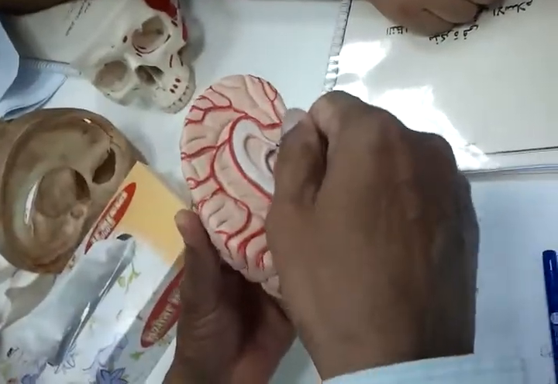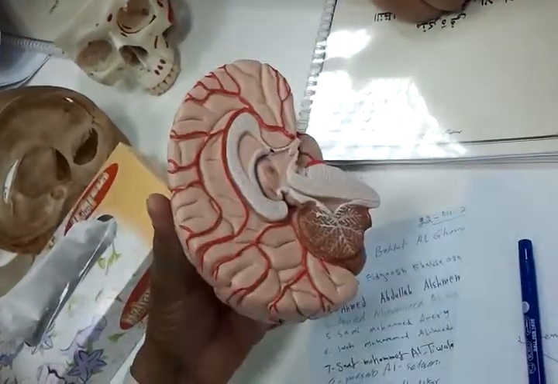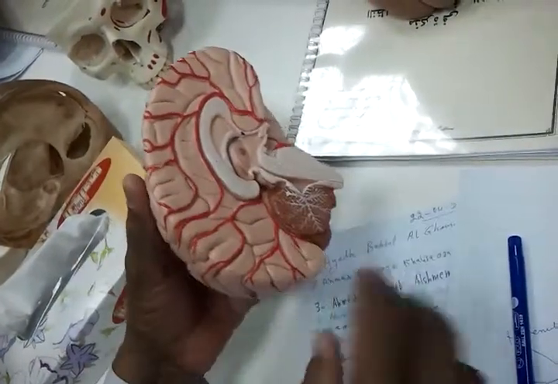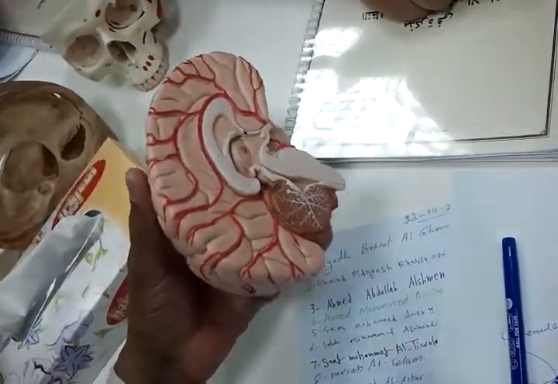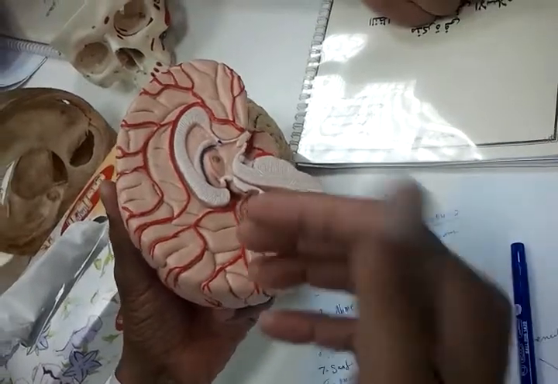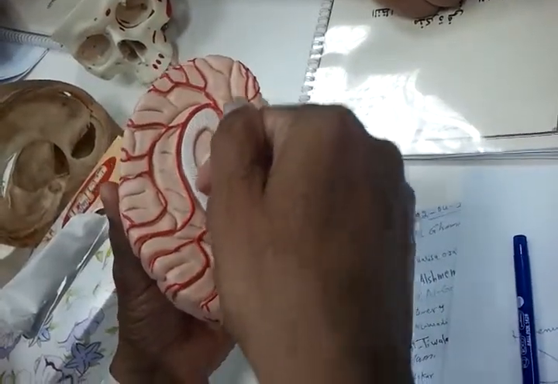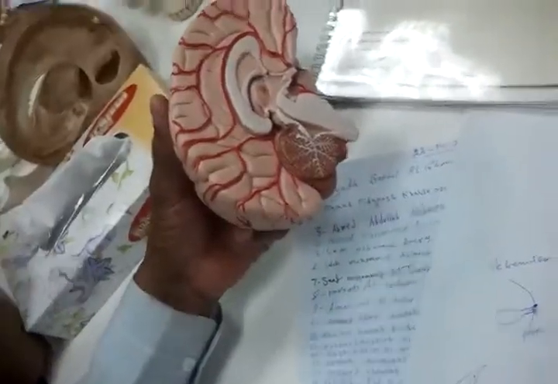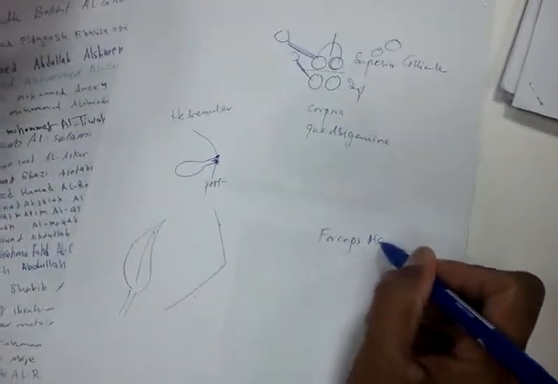The fibers which pass through the splenium will bend posteriorly. When they bend posteriorly on the left side and on the right side, which lobe will they be connecting? The occipital lobe. These fibers which pass through the splenium and connect the occipital lobes are known as forceps major.